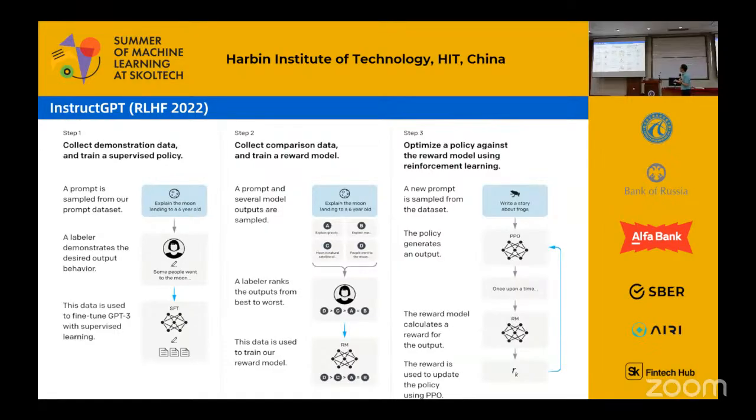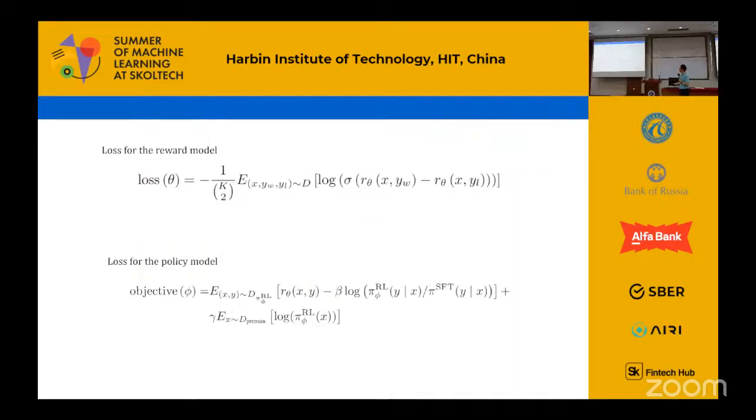And then we use this score to update the policy. Specifically, here we use PPO, the proximal policy optimization method. This PPO method was also proposed by OpenAI. So here are a bit more details for the PPO algorithm used in GPT.